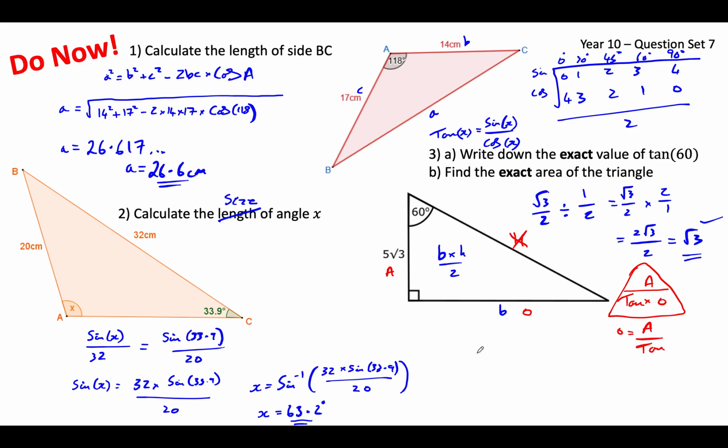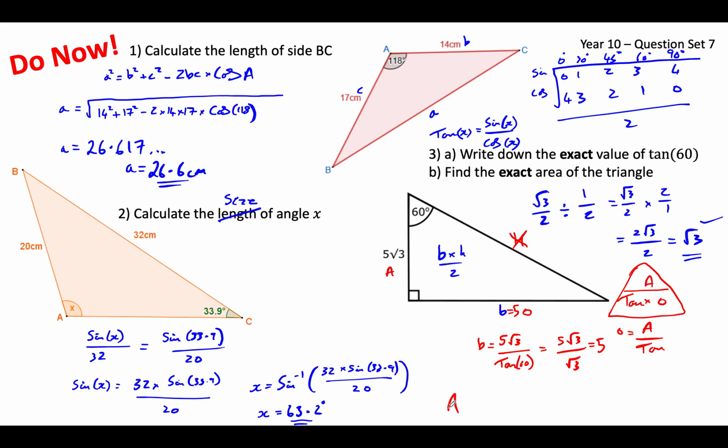So B, this side B, is equal to the side A, which is 5√3, divided by the tan of the angle. Now, the angle is 60. Let's just write that down. So tan of 60, but I know that tan of 60 from the first part of the question is √3. Which means 5√3 divided by √3, well, they cancel out the √3s to leave 5. So this side is equal to 5.